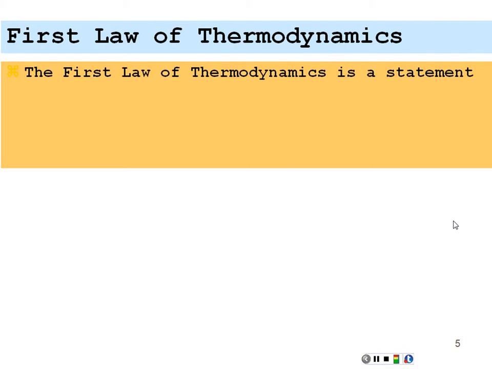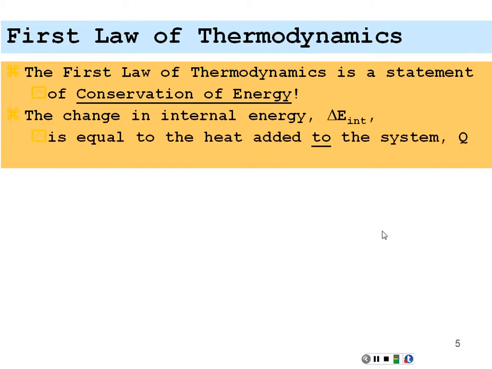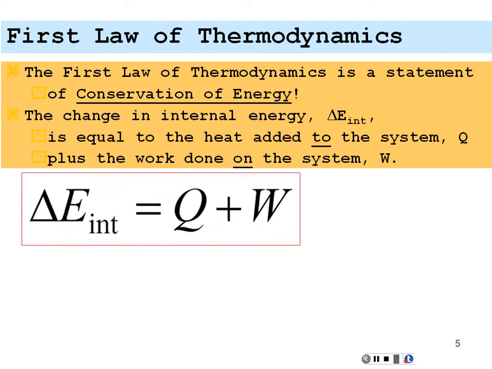This takes us to the first law of thermodynamics. It's basically a statement of the conservation of energy. We're stating that the change in internal energy of a system is due to the transfer variables. So it's equal to the heat added to the system plus the work done on the system. And we write it as the change in internal energy is equal to the heat added to the system Q plus the work done on the system W.